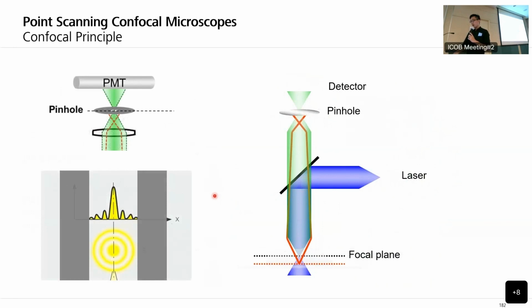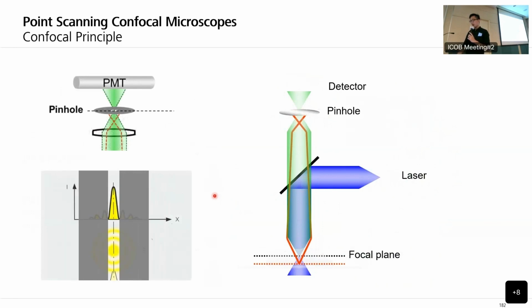So let's see these animations. These two gray rectangles are like a pinhole. So they only leave the sharpest peak, and this is the in focus signals we want. So we only collect this part of the signals by using this one called PMT, the photomultiplier.